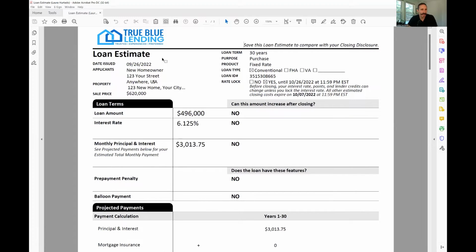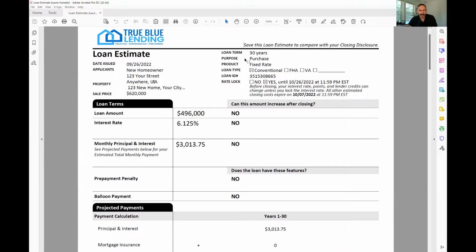standard stuff. So the date it was issued. The date this one was issued was September 26th. The applicant, so that should have your name, your address, and then the property that you're buying, and what the sales price is. So you could see up here, the purchase price for this home is $620. And then in the upper right-hand corner, the loan term is for 30 years. It's a purchase loan. It's not a refinance. The product is fixed rate, so you don't have to worry about an adjustable or anything like that. This loan is conventional. You can see where it's marked.